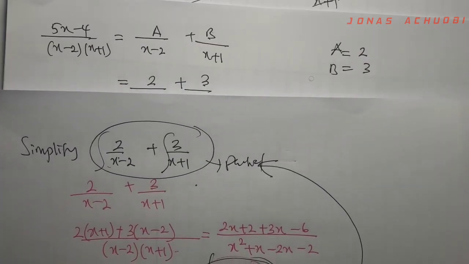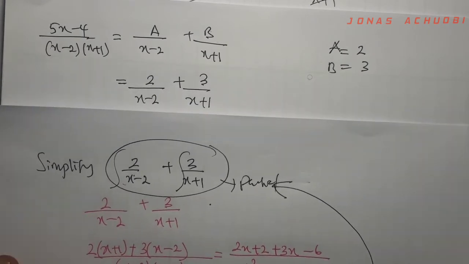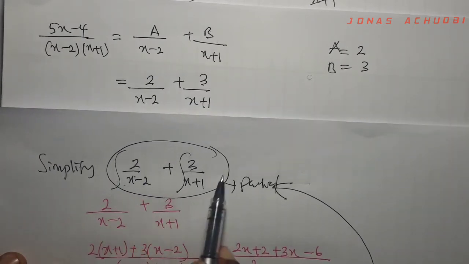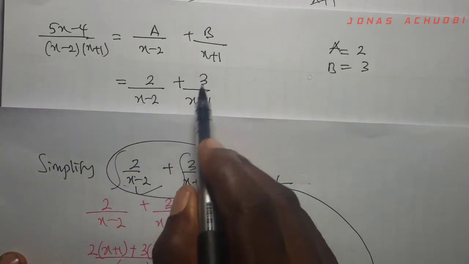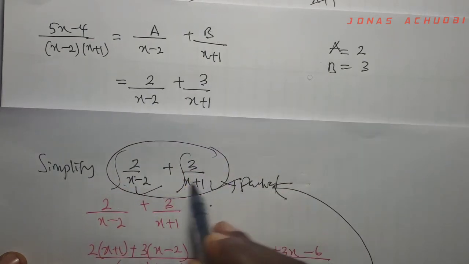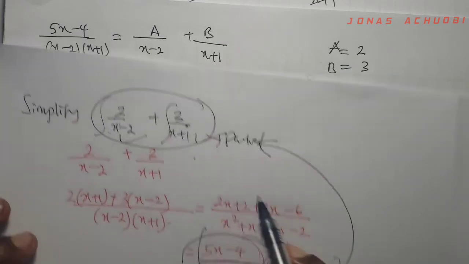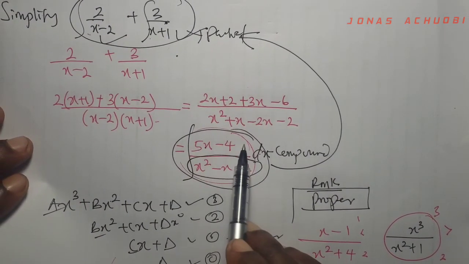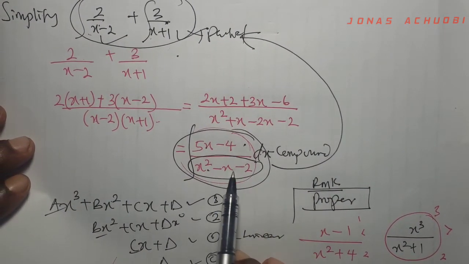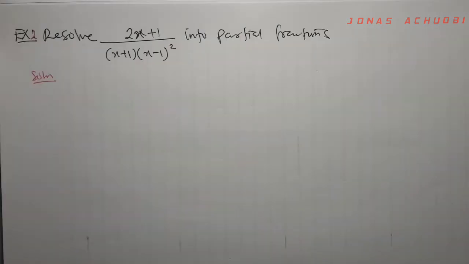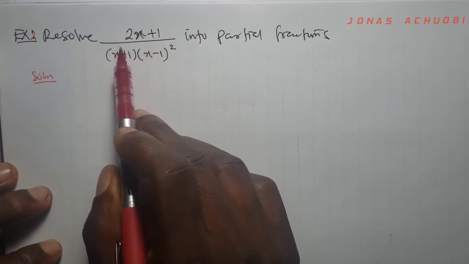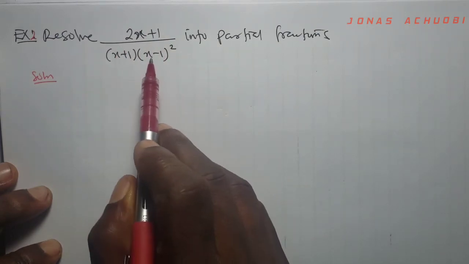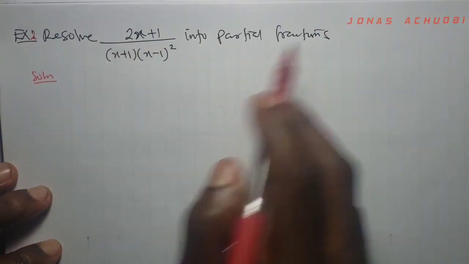When we go back to that first illustration, we now see that indeed the partial fractions have been obtained: 2 over x minus 2 plus 3 over x plus 1. So these are indeed the partial fractions of the compound fraction 5x minus 4 divided by x squared minus x minus 2. Example 2. Resolve 2x plus 1 over (x plus 1)(x minus 1) all squared into partial fractions.